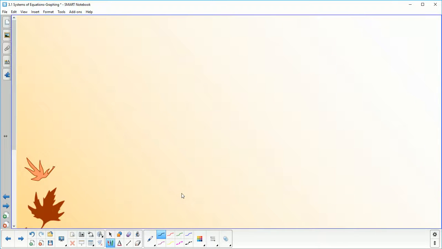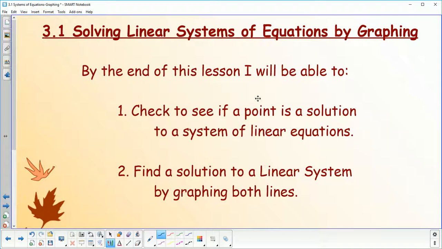Okay, and that is it for this lesson. So we talked about how to check a point of intersection to see if it is a solution. We just plugged it in. Remember, you absolutely need to do it to both equations. And then we found solutions by graphing, which really was nothing new for us. We just graphed two lines on the same grid, and that gave us our point of intersection if we had one, infinite if it's one line on top of the other, or 0 if they never intersect.